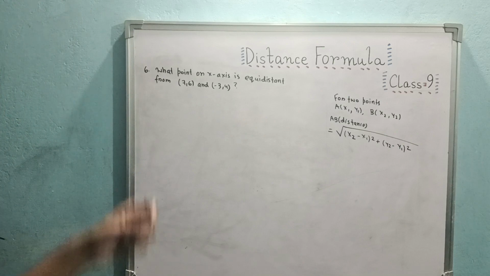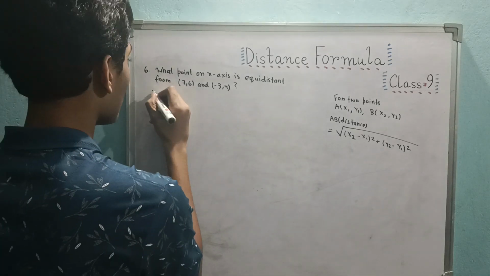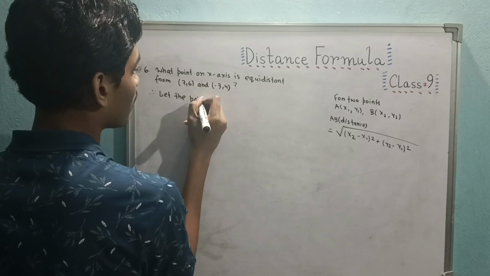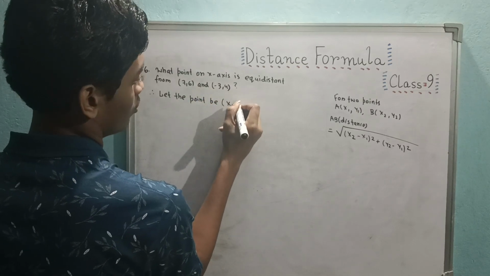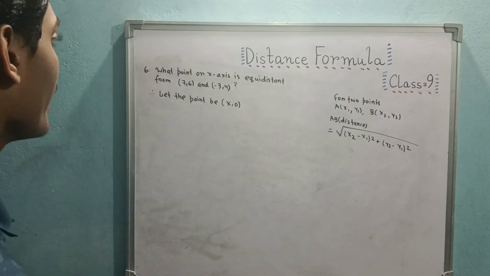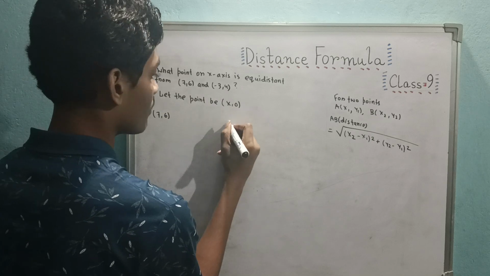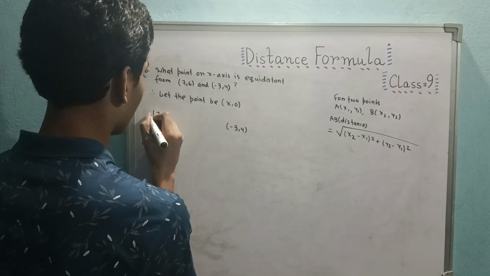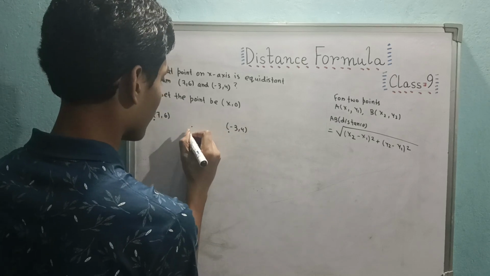Okay, so the unknown point is on the x-axis. Y-axis absent, that means the ordinate will be 0. Therefore, let the point be (x, 0). Right? Then according to the question, suppose here one point is there (7, 6) and here (-3, 4) is there. This is another point. This is (x, 0).